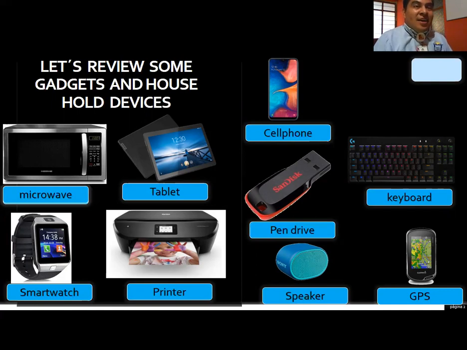Next is the printer. The printer to make copies, to reproduce certain information physically. The other one is a cell phone to communicate with someone. The other one is the pen drive, to keep your information in a small device. Your photos, your videos, your music. You can keep all the files in the pen drive.